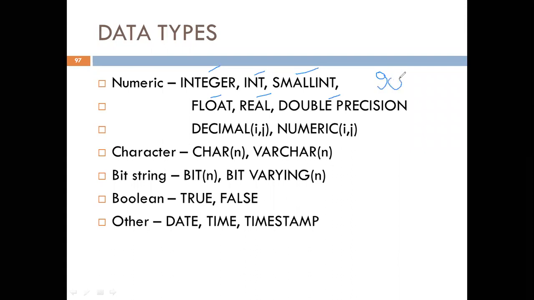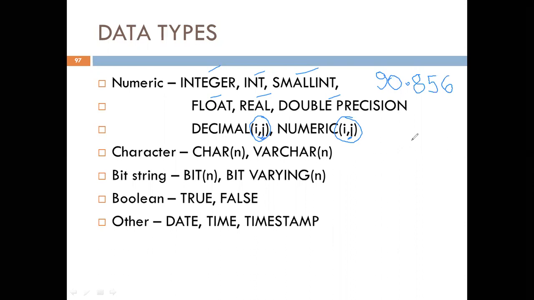It can be represented like 90.8. So this .8, whenever we are mentioning it, makes it a decimal number. Whenever we want to represent such kind of numbers, we'll use the decimal or numeric format. In these data types, two values need to be specified, that is I and J over here. Here I is called the precision, and this J is called the scale. So scale and precision.